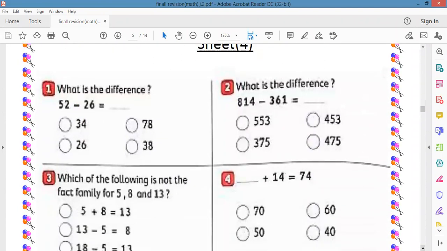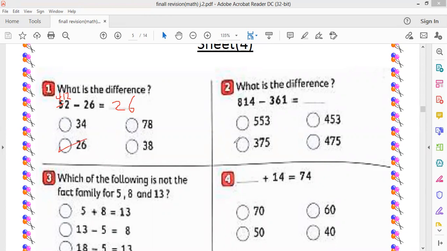Open page number 4. What is the difference between 52 and 26? 52 minus 26. We start with what? We start with ones. 2 minus 6 doesn't work. We go to the next place. So 5 becomes 4 and 2 becomes 12. And 12 minus 6: we count after 6 to reach 12. We get 6. And 4 minus 2, 2. So the answer is 26.